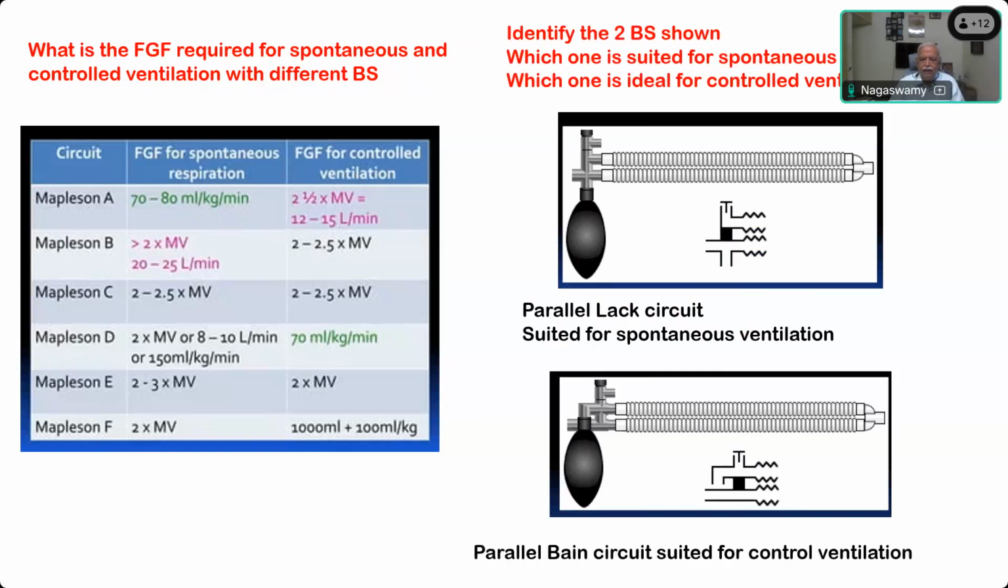This is called a parallel Bain circuit, suited for controlled ventilation. Okay. So in the Bain circuit, you have the valve in the inspiratory limb, whereas in the Lack you have the valve in the expiratory limb. So that is why it is suited for that.